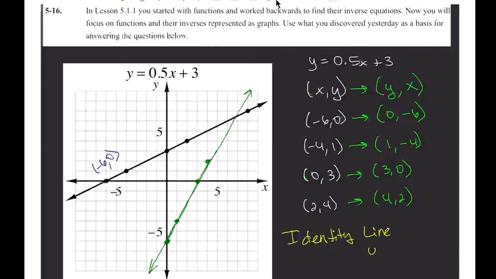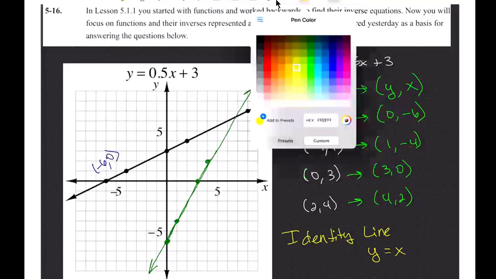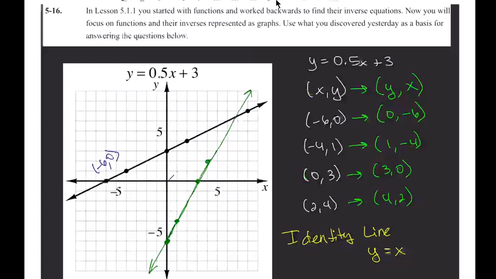And the identity line is that y equals x line. So if y is 1, x is 1. If y is 30, x is 30. And so if you were to plot that line, we're going to go gray, that identity line goes right through, halfway through the first quadrant and halfway through that third quadrant. So when you're finding inverses, you're always reflecting it over that identity line.